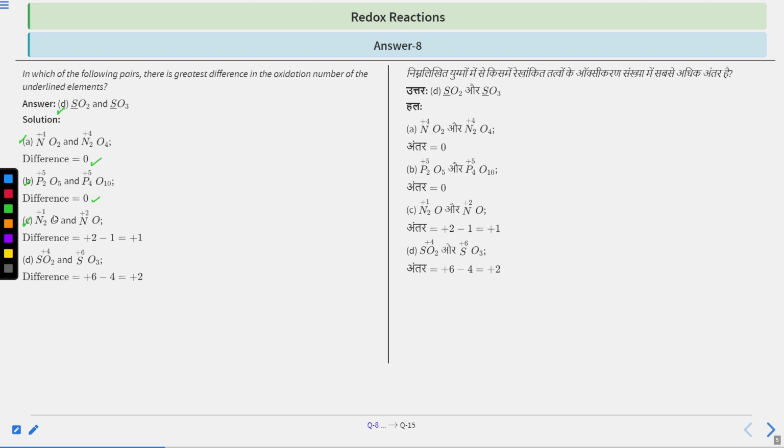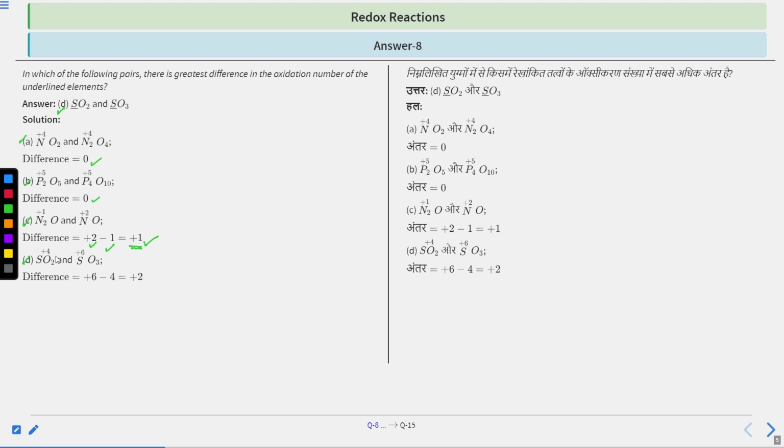In N2O, the underlined element is nitrogen having +1 oxidation state. In NO, the underlined element is nitrogen having +2 oxidation state. Here we can calculate the difference as both oxidation states are different. So the difference will be 2 minus 1, which equals +1. The difference is +1. In D, the last option, we have SO2 and SO3.